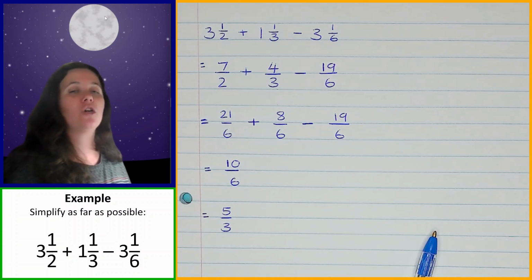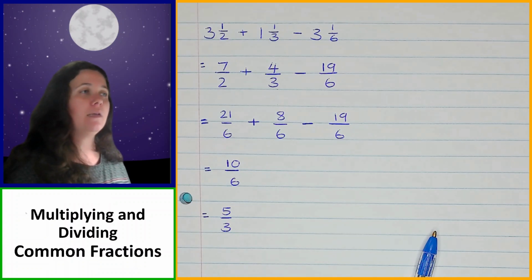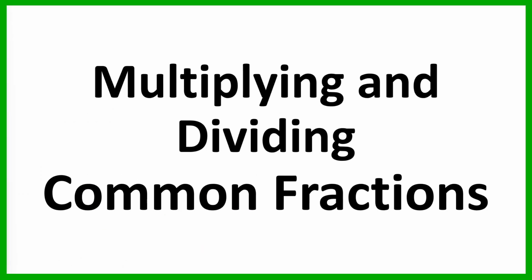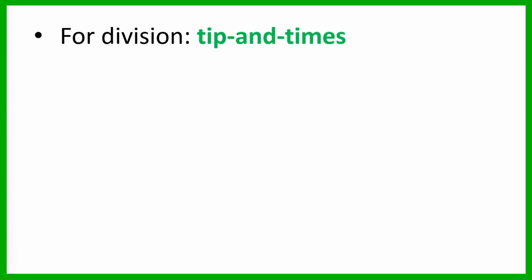Okay, now let's go on to multiplying and dividing common fractions. So when you're multiplying and dividing common fractions, if it's division, you tip and times. Remember, if you have division, then you change the divide sign to a multiplication sign, and the fraction that is directly after what was a divide sign is going to flip over and you invert it. So you tip and times.